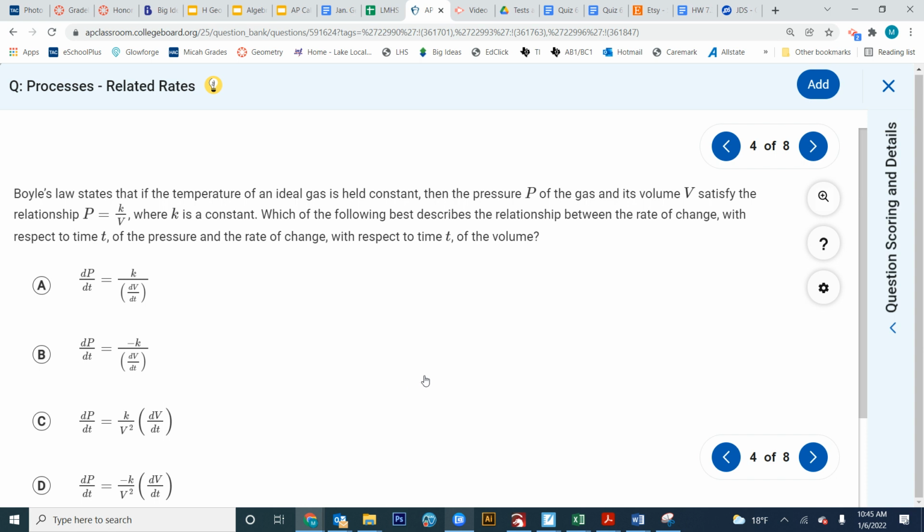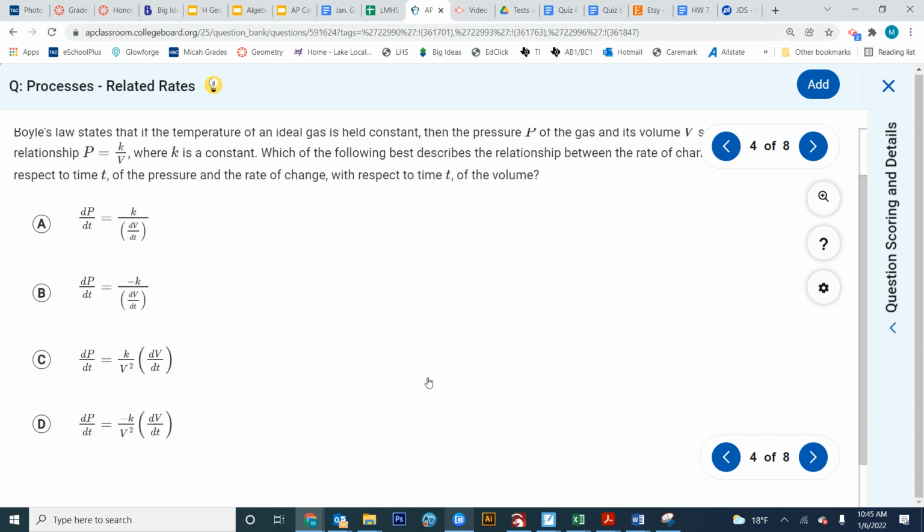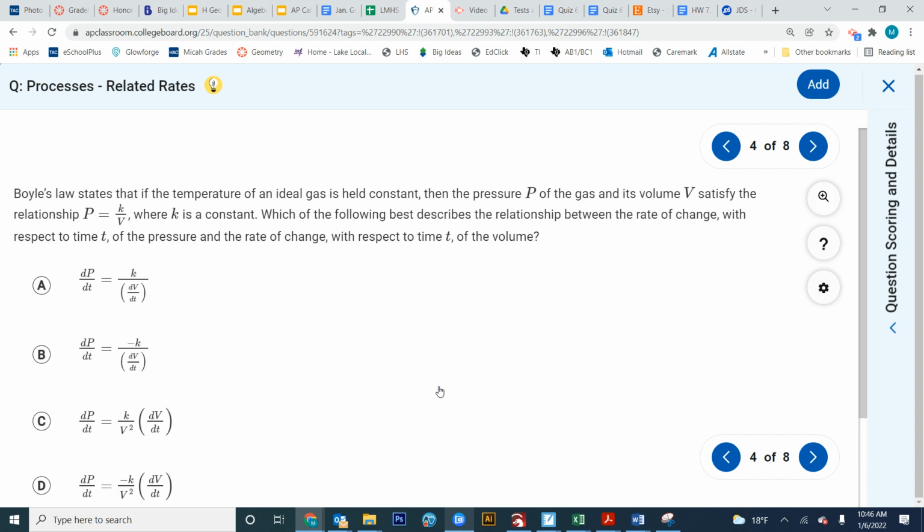There we go. Ooh, Boyle's Law. You guys know about Boyle's Law, right? Whoa, let's calm down. I just got out of chemistry, man.